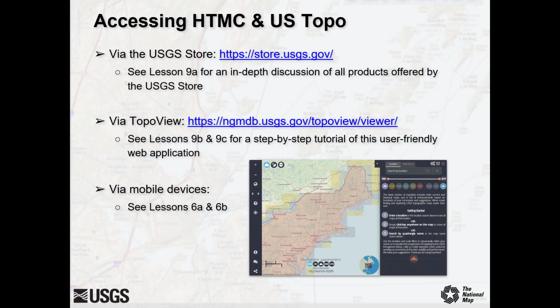The Historical Topographic Map Collection and US Topo maps can also be accessed through the USGS Store, the TopoView web application, and through mobile devices. Please see their respective training videos for a more in-depth tutorial.